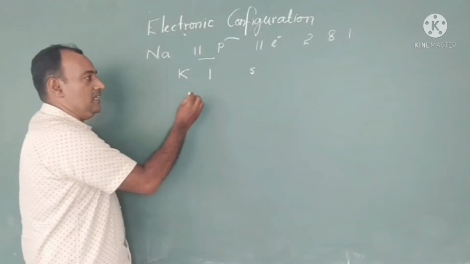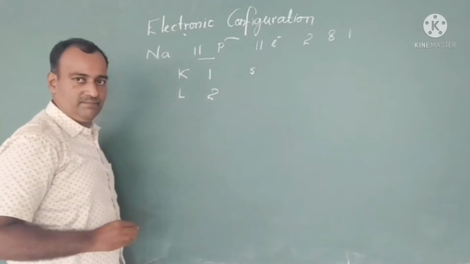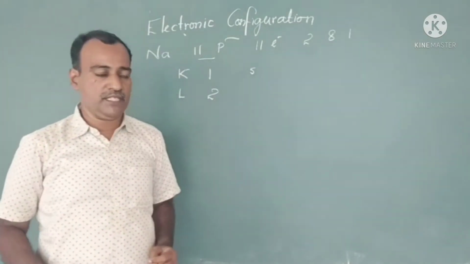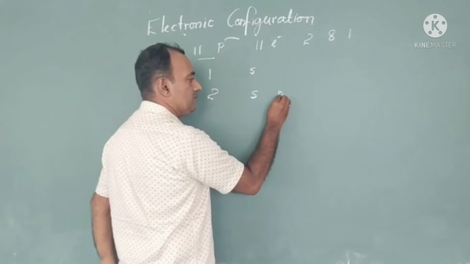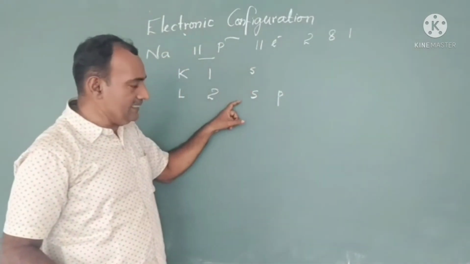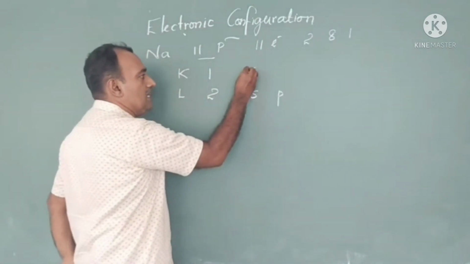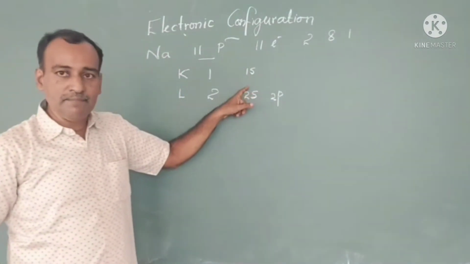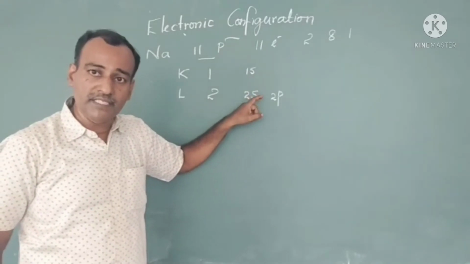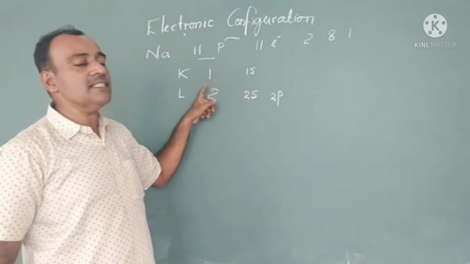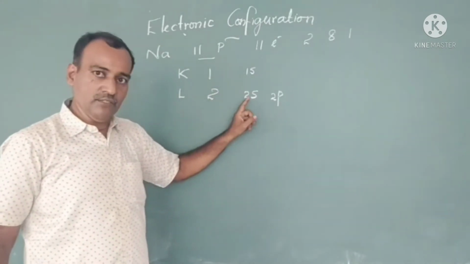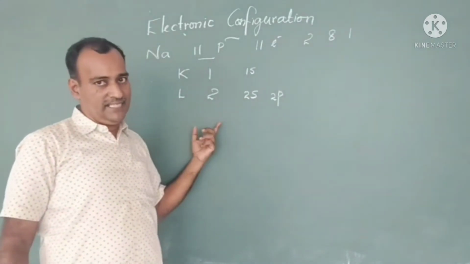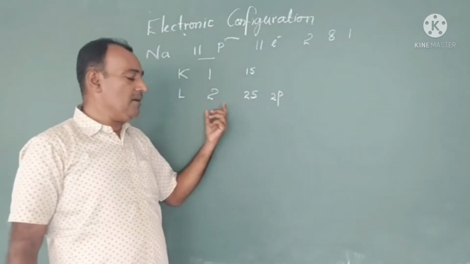The second energy level, otherwise called L shell, has 2 subshells. What are they? S, P. To differentiate this S and that S, we place a number: this is called 1s, and this is 2s, 2p. 1s means the s orbital or s subshell of the first energy level. 2s, 2p means the s orbital of the second energy level and the p orbital of the second energy level.